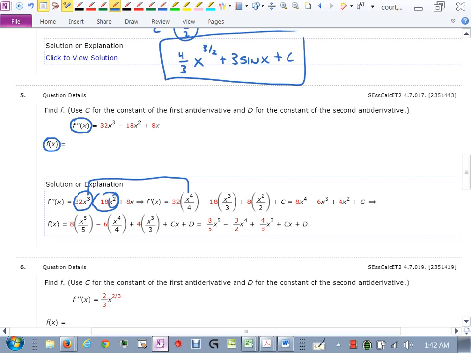We do power rule on x squared and get that. And we get 8x. We do power rule on x and get this. And then we kind of clean that up. Oh, and we have our constant of integration, and we get this.